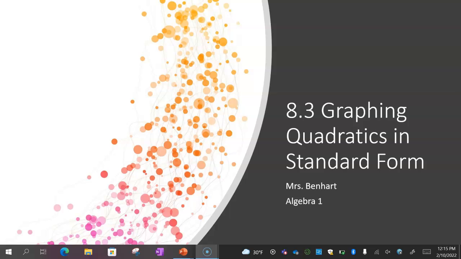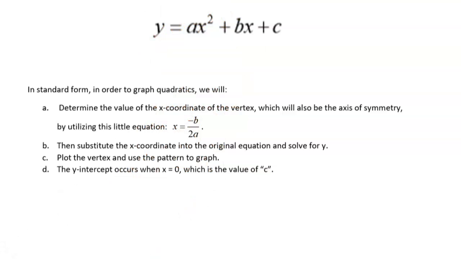Okay, today we're going to do section 8.3, graphing quadratics from standard form. So here's a couple step-by-step directions. In standard form, in order to graph quadratics, we're going to find the x-coordinate of the vertex, which is also the axis of symmetry, by using the equation x equals negative b over 2a.